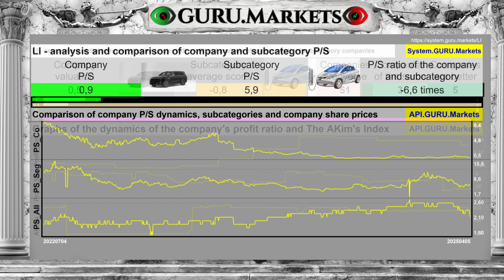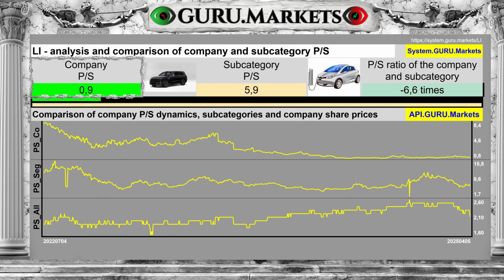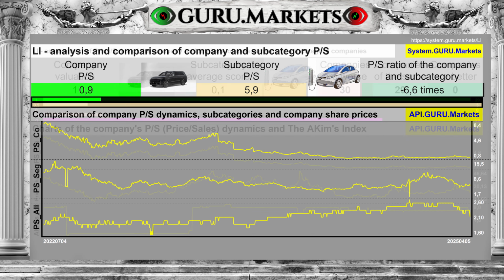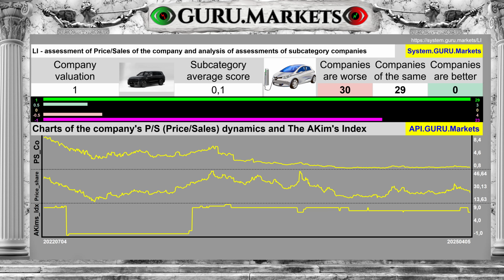The company's price-to-sales ratio is 0.9. The subcategory average is 5.9, so the company's figure is 85% lower than the subcategory average. Assessment of market value to revenue indicators in comparison with indicators of companies in the subcategory: good, 1 point.